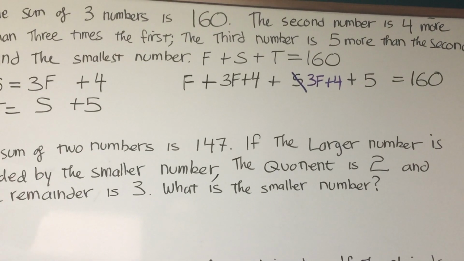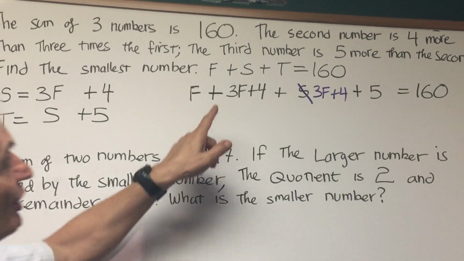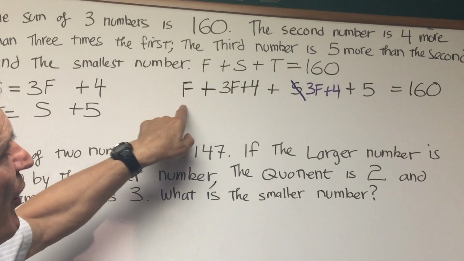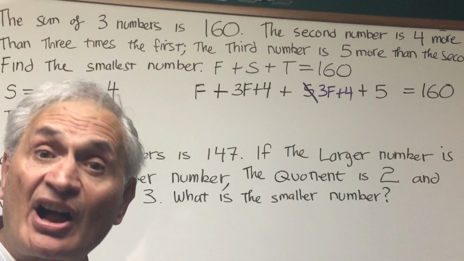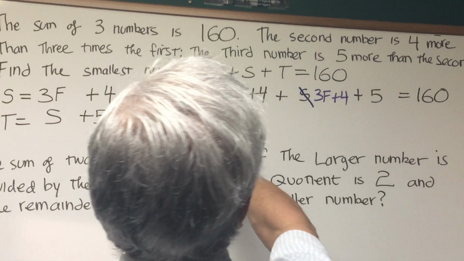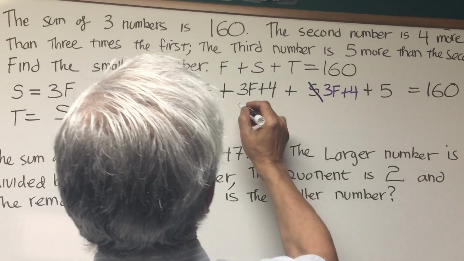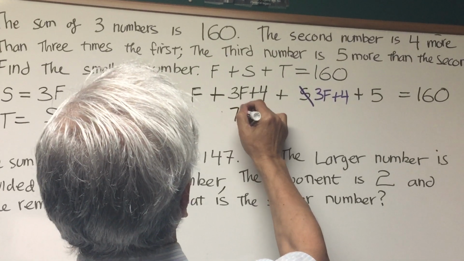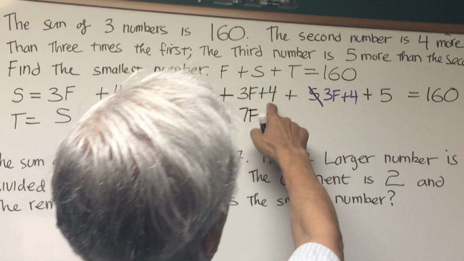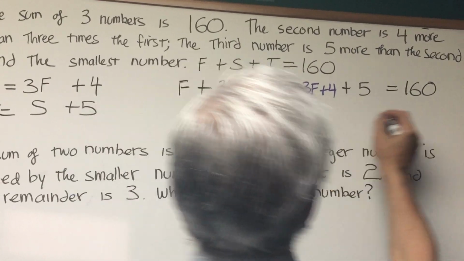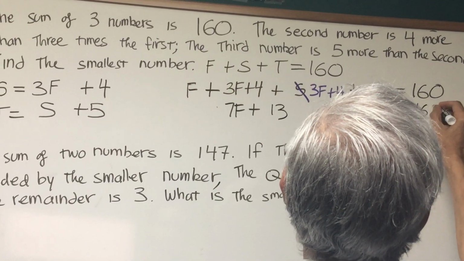Okay. And now, what is the result of that? Look, we have an equation expressed only in terms of one variable. We are going to solve for f now. So let's add them up. F plus 3f is 4f plus 3f is 7f. So we have 7f plus, let's see, 4 plus 4 is 8, 8 plus 5 is 13. 13 is equal to 160.